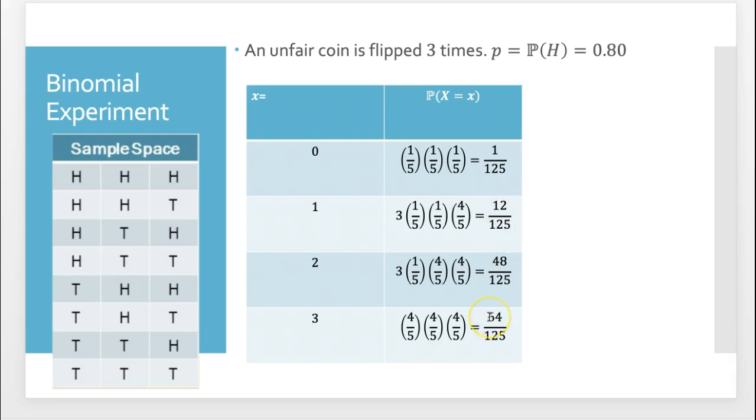Finally, the chance of getting 3 heads, which is heads, heads, heads, is 80% times 80% times 80%. Written in fractions, that's 4/5 times 4/5 times 4/5, and this is actually the most likely occurrence here. So this distribution would be skewed, with a spike at 3, skewed to the left, and as you go toward 0, the frequencies become smaller and smaller and smaller.